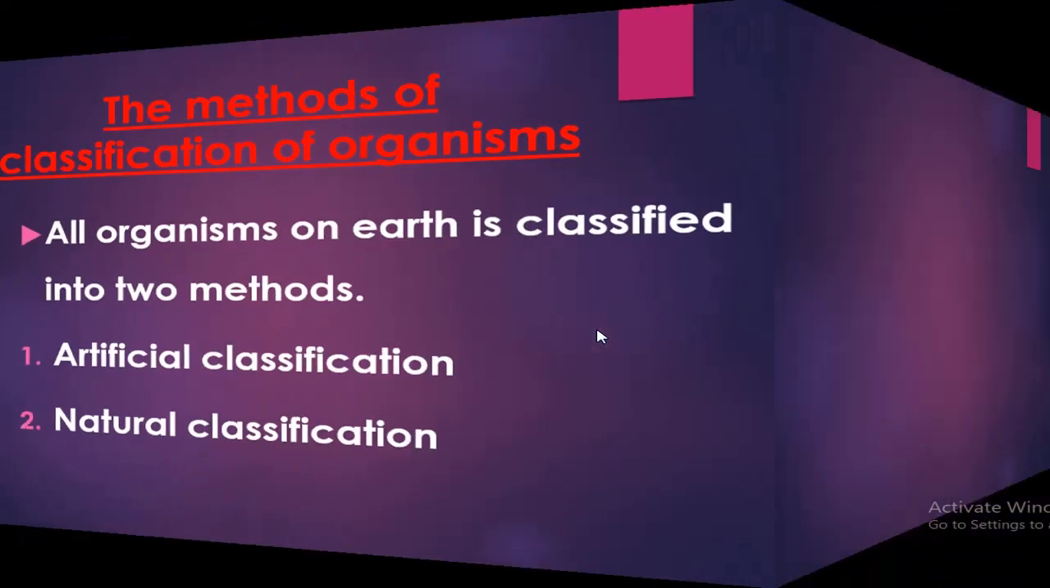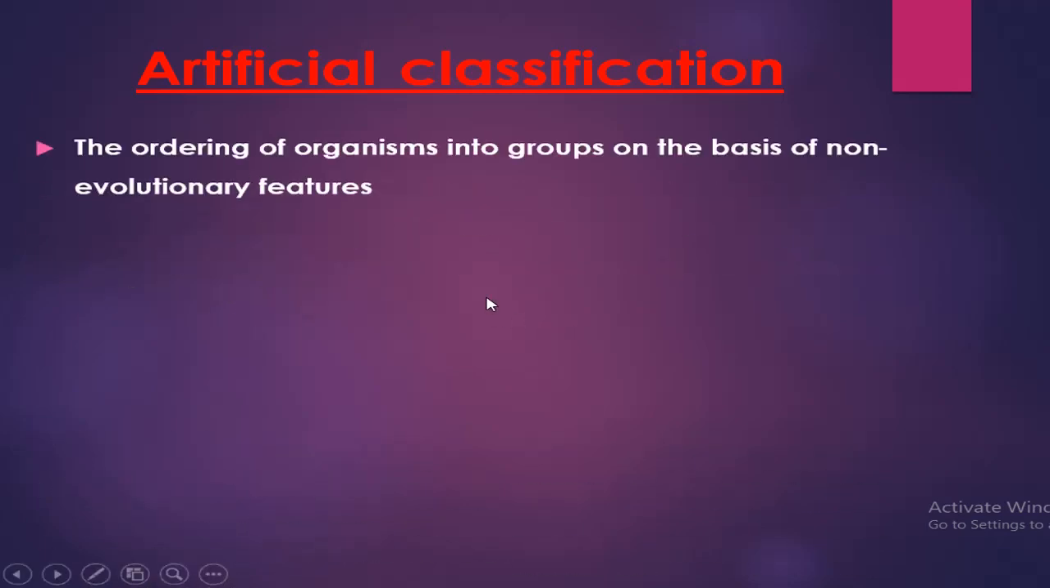Then we will learn what artificial classification is. Now you can see this: the ordering of organisms into groups on the basis of non-evolutionary features. Organisms have evolutionary features as well as non-evolutionary features. In artificial classification, non-evolutionary features are used to classify the organisms.